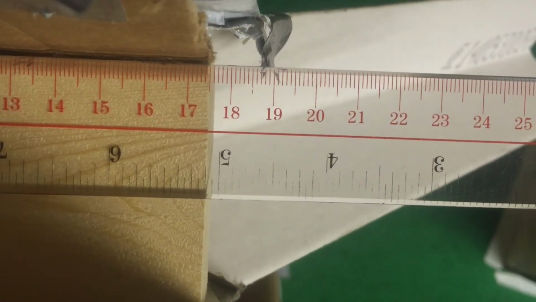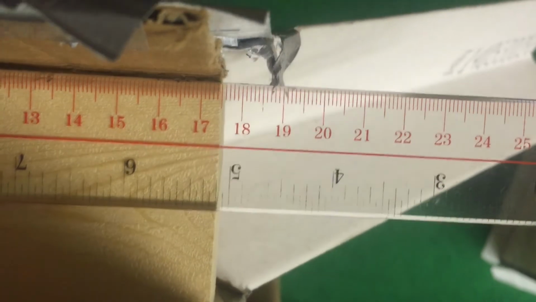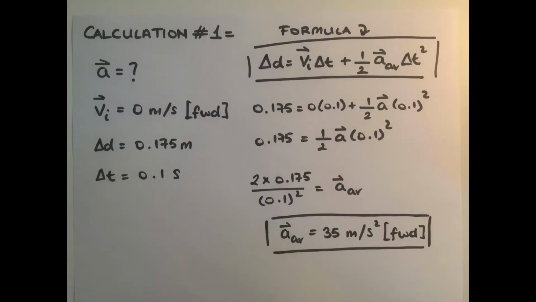Here, the measurement is going to be 17.5 centimeters. So here's the calculation, and when I timed how long it took the ball to reach the end of the road, I got 0.1 seconds. I also converted the delta D to meters, and putting all those into the equation, I found what the acceleration of the bouncy ball was.